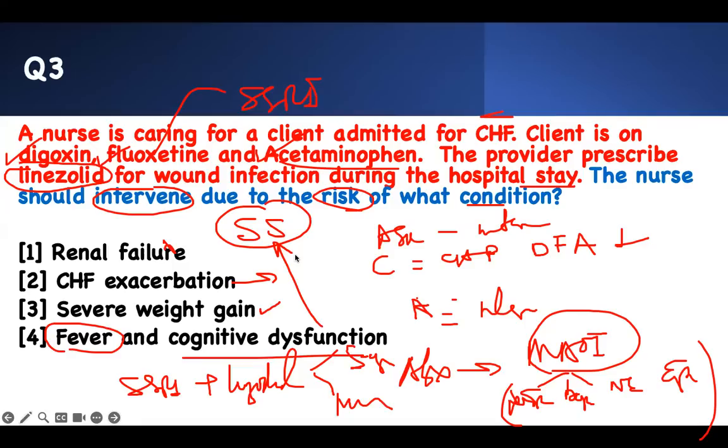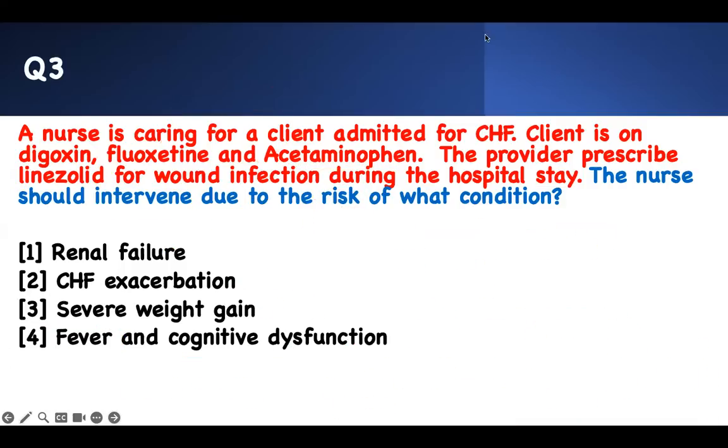Even though linezolid acts like vancomycin, it does not have an effect like vancomycin. The patient is already in CHF, and there's nothing in the question telling you I'm giving them too much fluid. Severe weight gain? If you're on an SSRI, you're probably already gaining weight, but linezolid is not going to cause weight gain. The interaction between fluoxetine and linezolid is serotonin syndrome. How do you know? Fever and cognitive dysfunction. That's your answer.